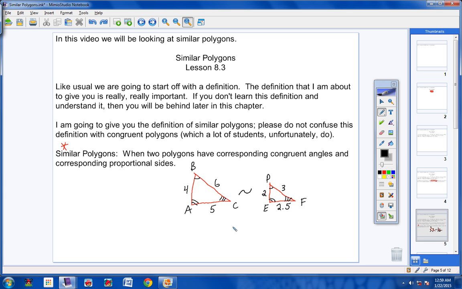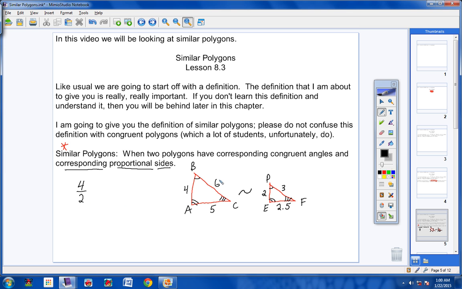Next, we must have proportional sides. Now, key word here is corresponding proportional sides. In other words, this side here, now watch carefully what I do. Please, students, take good notes on this. This side here is the side that has 1 mark and 2 marks. And this side over here is the 1 mark and 2 marks. So 4 corresponds with 2. So I'm going to put 4 over 2. Okay? 4 over 2. That's easy.